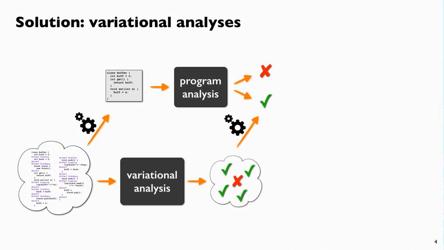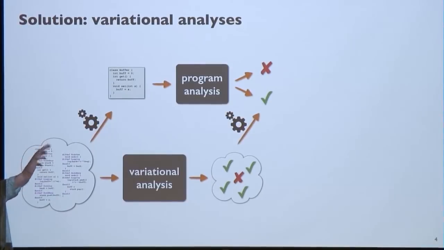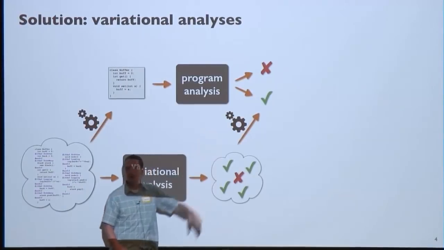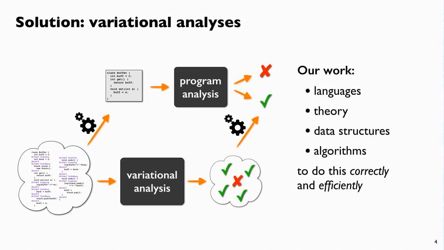So if we apply a configuration to the original program and run the standard program analysis, we get the same thing as if we apply that same configuration to the variational result. And so now we can do things like evaluate all of our configurations in advance so that the person that generates the configuration that they want to deploy doesn't encounter an error. So we've done lots of work on developing languages, theory, data structures, and algorithms to do this sort of thing correctly and efficiently. And collectively, we call this variational programming.